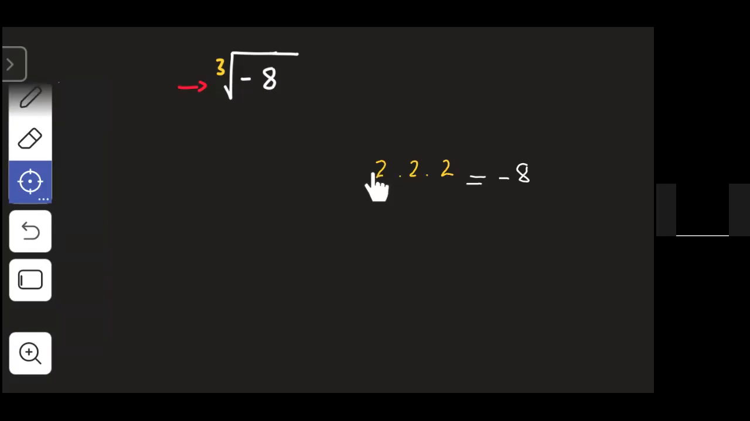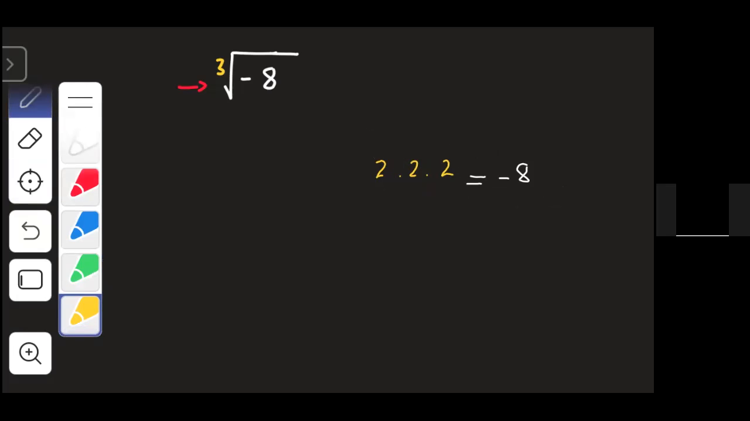So if I leave them all positive, I cannot say this one positive and this one negative. No, guys, because what's going to be the answer then? Let me try with positive, positive, positive. Positive times positive is positive, and another positive is positive. So it is not positive. But 2 times 2 times 2 is 8, guys.